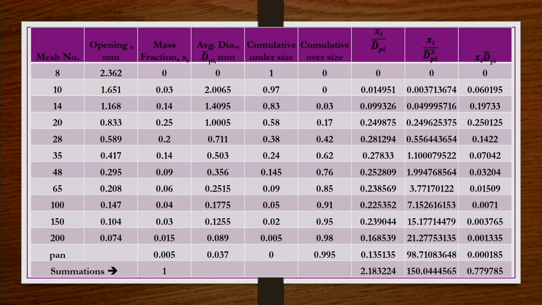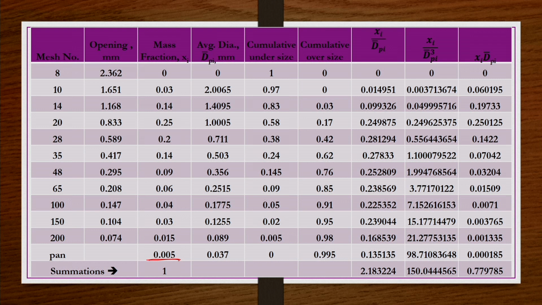So, let us tabulate this information in sequential, incremental order: mesh numbers 8, 10, 14, 20, 28, 35, 48, 65, 100, 150, 200, pan, and then the corresponding openings in mm given in the problem, or, if not given, we can take them from the Taylor standard screen openings. Then the corresponding mass fractions Xi are given: 0, 0.03, 0.14, 0.25 and so on, down to 0.005. If you add them all together you will get a summation of 1. The last row provides the summation wherever it is required.